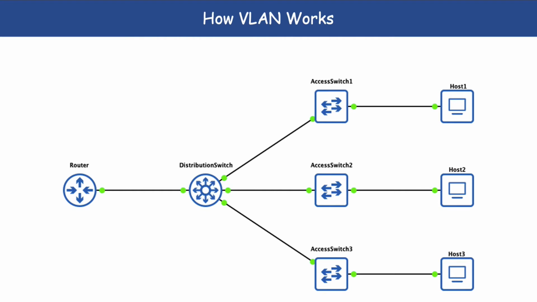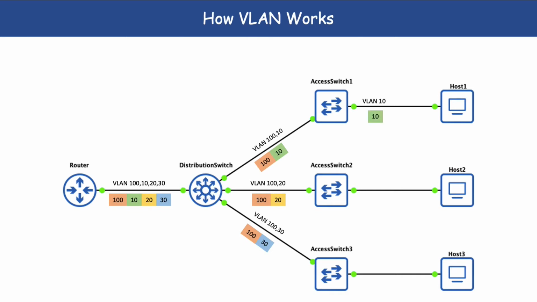A VLAN is an additional tag in the layer 2 frame. In this diagram, the router is sending multiple VLANs, that is VLAN 100, 10, 20 and 30, to the network, and the distribution switch is segregating these VLANs on different LAN segments. That is, it is getting all 4 VLANs, but while forwarding to the access switch layer, the distribution switch is sending 100 as a common VLAN and 10, 20, 30 on different LAN segments. And subsequently the access switch is just transferring VLANs 10, 20 and 30 forward to the customers.